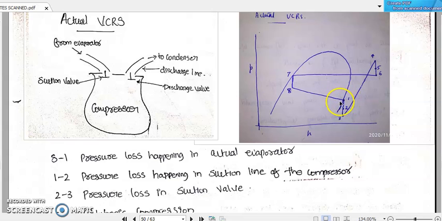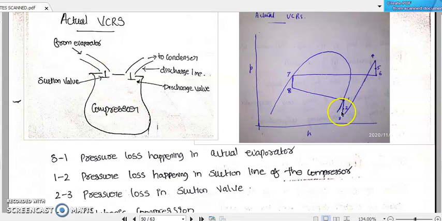Then what is meant by 1? 1 can be the exit of the evaporator and the start of the suction line towards the compressor. So 1 to 2, what can that be? 1 to 2, this portion, will be the pressure loss happening in the suction line of the compressor. We have already discussed that some friction loss will be happening in this suction line. So 1 to 2 is representing that.